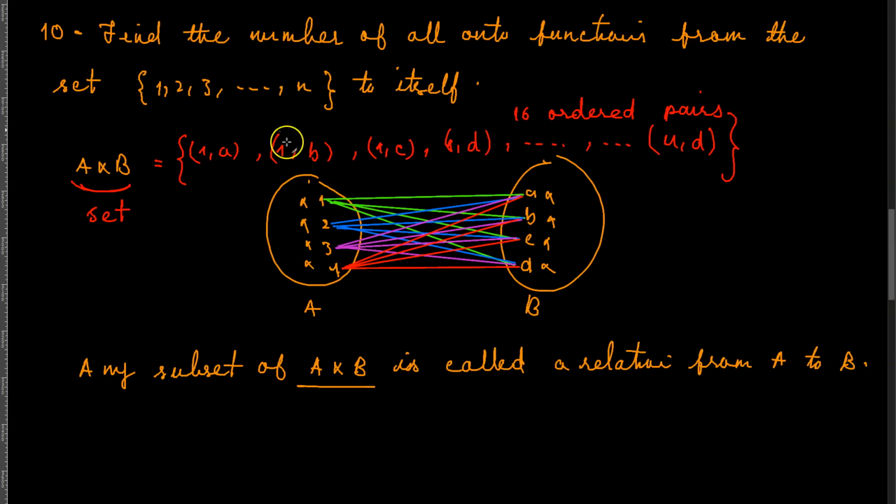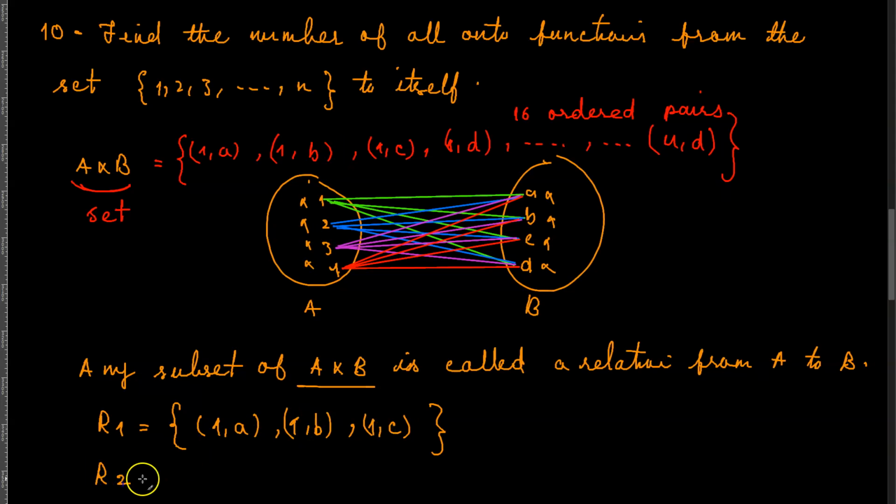Meaning that, for example, I can take some relation R1 and call it, for example, 1 comma A and 1 comma B and 1 comma C, and call this a relation R1, just like that. I mean, it doesn't have to have any specific rules, or I don't have to abide by any sort of specific rules. This can be a relation. I can define a relation R2 as, for example, 1 comma A, right? And these are all valid relations that I can define from A to B.